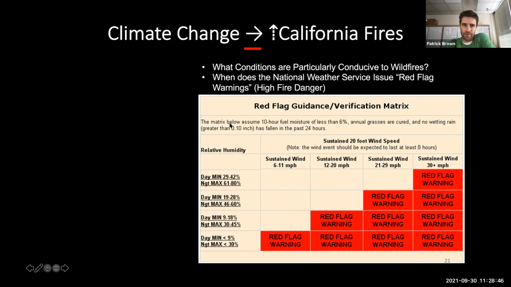It says, the matrix below assumes 10-hour fuel moisture of less than 6%. That just means that vegetation is dry. So it assumes vegetation is dry. It assumes that there hasn't been rain in the past 24 hours. And then it's looking at two variables and saying, if both of these conditions are met, then we should issue a red flag warning.